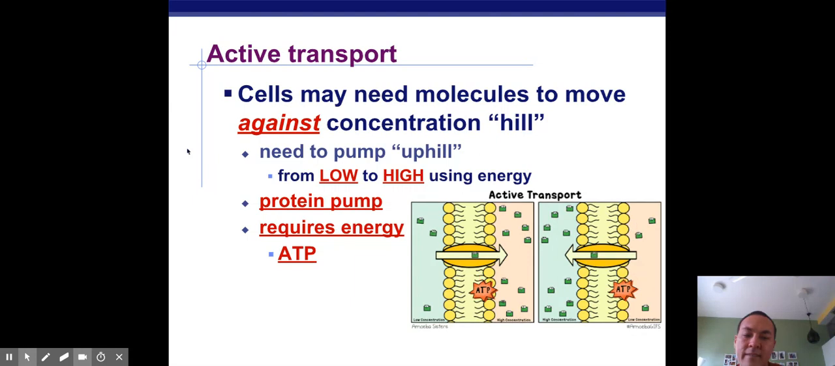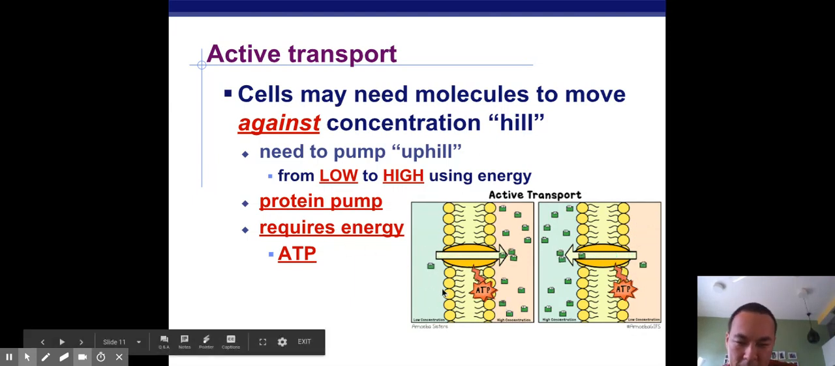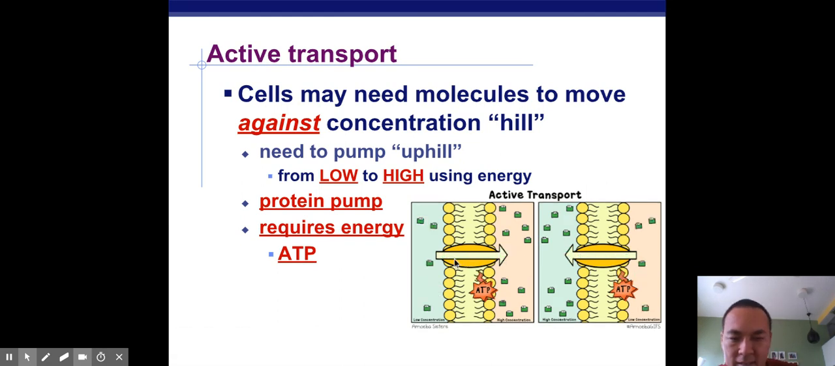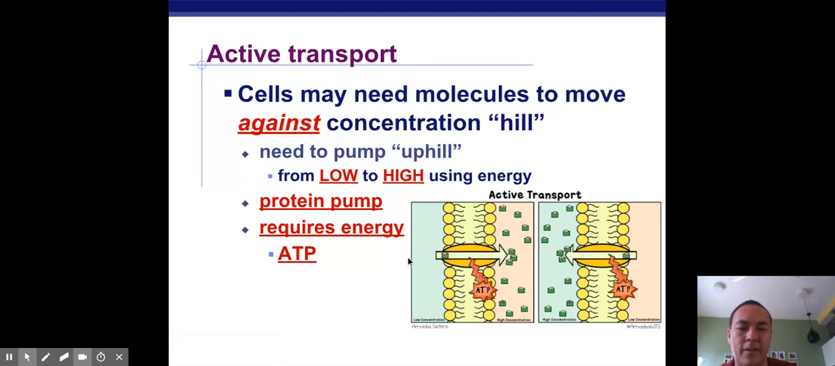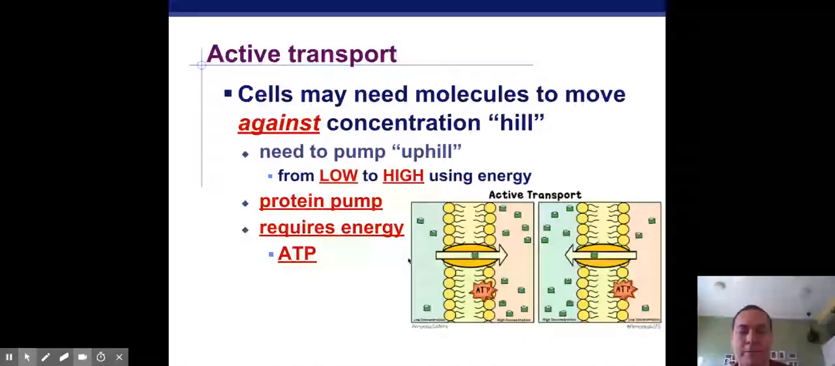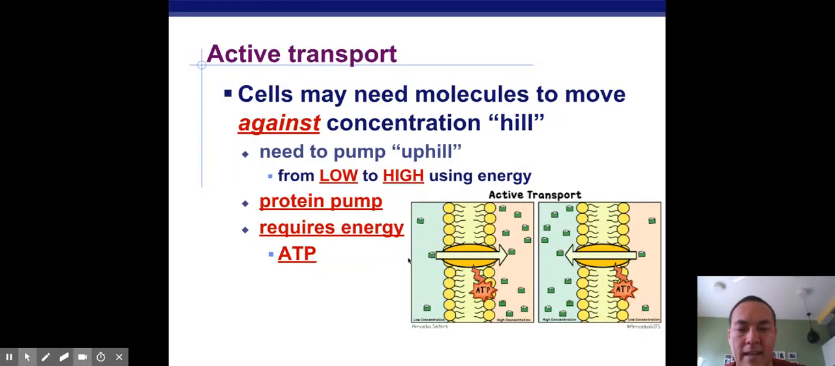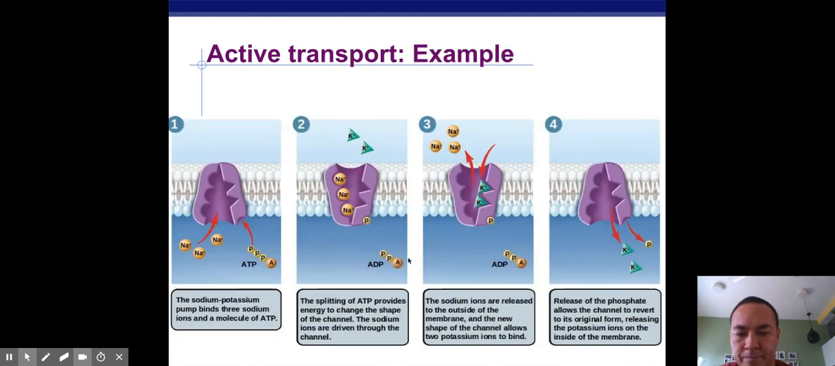Active transport is when we need to go against that gradient. So here, this is from the Amoeba Sisters. You can see it going from low to high, right? There's more of them on this side, so they would tend to flow this way, but we need to get them out. The best example of this is the sodium-potassium pump, right? We're getting all the sodiums out of the cell so that they're ready for an action potential.